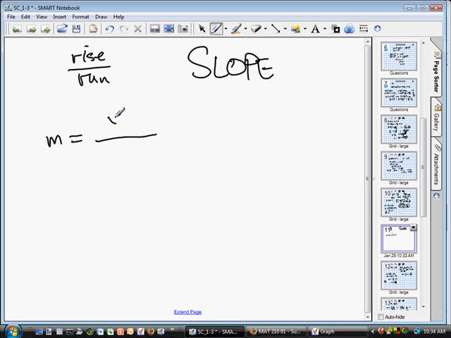X2 minus x1 over... Yep. If you have 2 points, x1, y1, x2, y2, wouldn't it be the change in y over the change in x? Very important that you get your y's on the top and your x's on the bottom. Common mistake, people get those inverted, and then of course everything is completely messed up. So, just the change in y over the change in x.